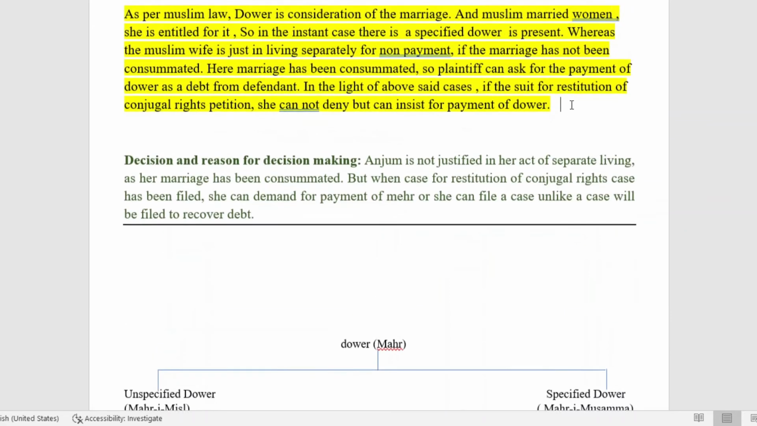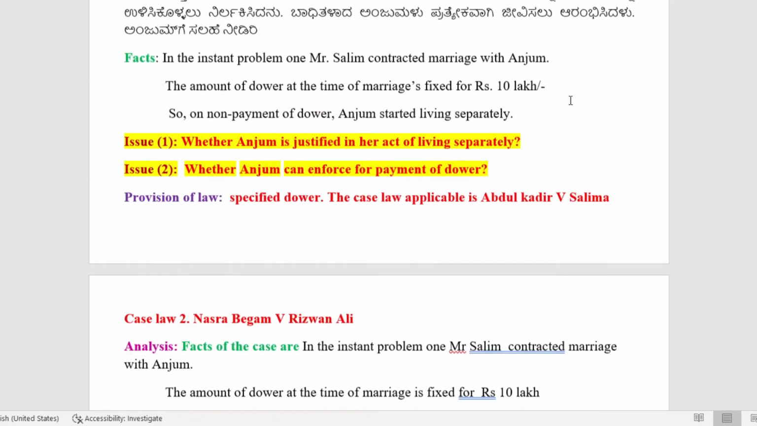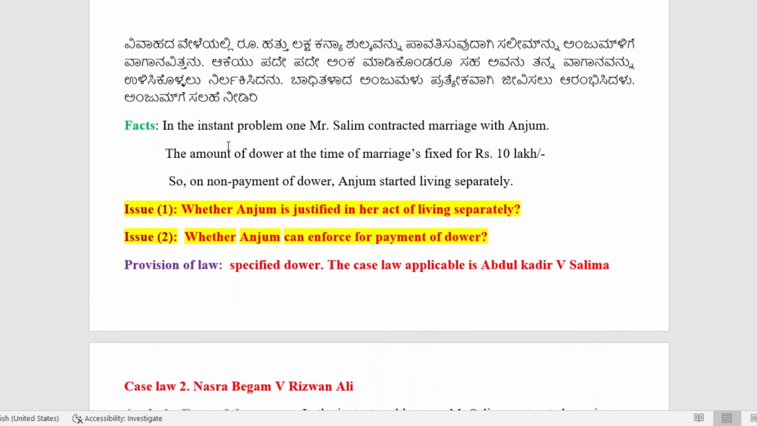As we can see here, there is a contract with regard to the payment of rupees 10 lakhs as the amount of Dower at the time of the marriage. Because of the non-payment of Dower, Anjum started living separately. This is the problem which has been given in the examination. So here we have to see how this problem has to be considered. These are the facts of the case.